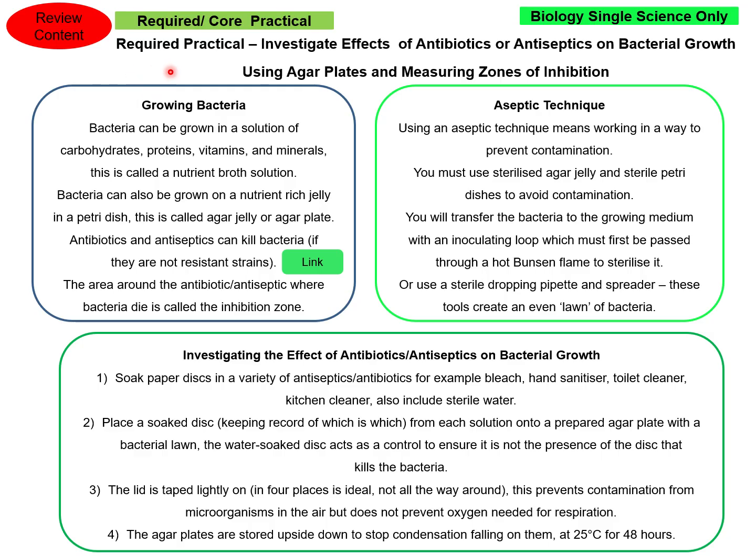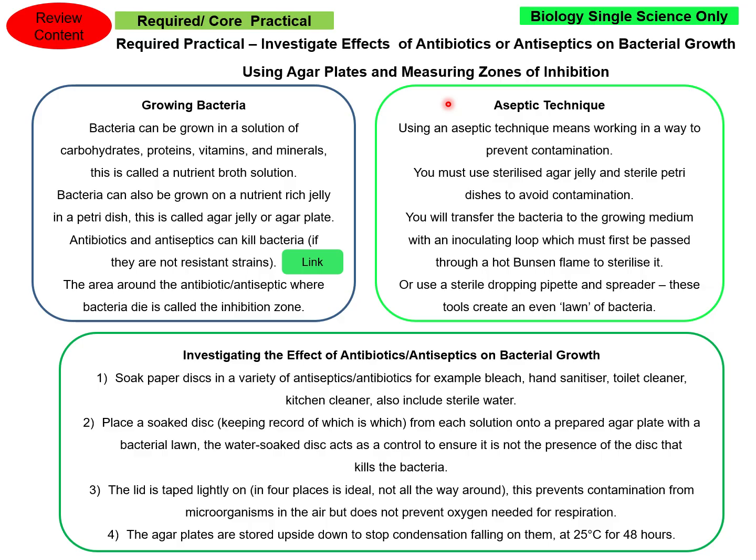This next required practical does not apply to combined science, so it applies to Edexcel and AQA as a single science in biology. So this practical is to investigate the effects of antibiotics or antiseptics on bacterial growth using agar plates and measuring zones of inhibition. So you have to be aware of how to grow the supply of bacteria that's going to be tested, and then how to set up a lawn of bacteria using an aseptic technique. So we'll go through those, and they are equally important.